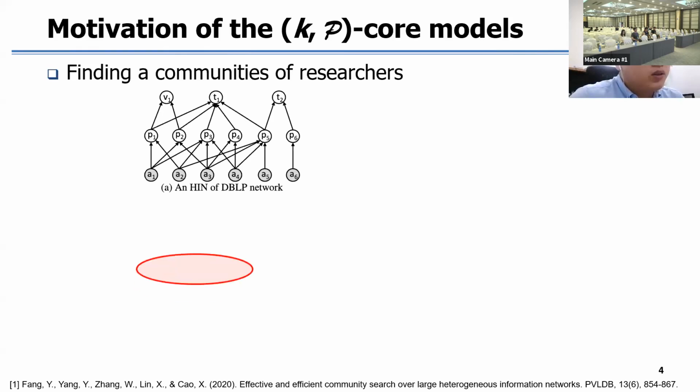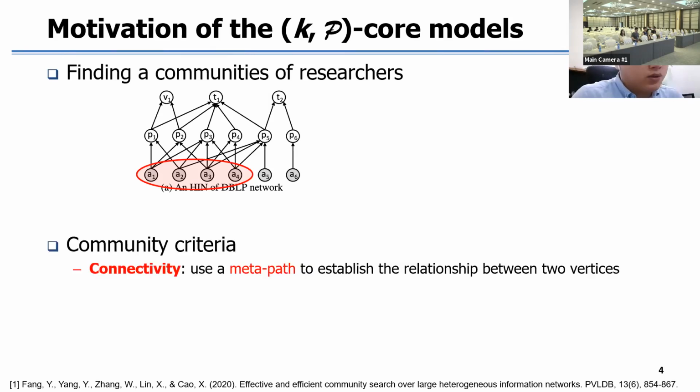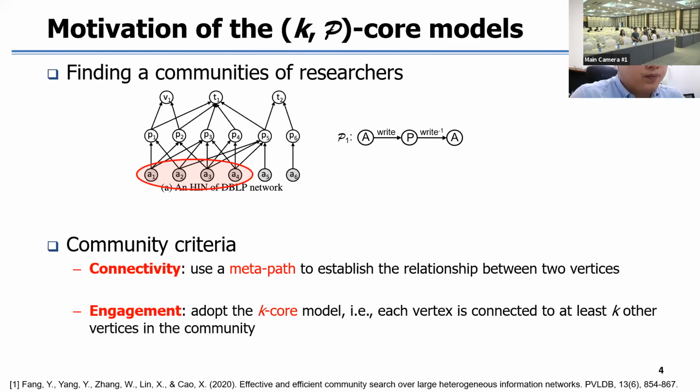Then a natural question is how to find a community of researchers in the DBLP network. So we focus on the community of vertices with the same type. Usually a community needs to satisfy 2 criteria. The first one is called connectivity. To do this, the authors use a metapath to establish the relationship between 2 vertices. For example, this is the metapath APA, which describes the co-authorship between 2 authors. The second criterion is called engagement. The authors adopted the k-core model, which requires that each vertex is connected to at least k other vertices in the community.